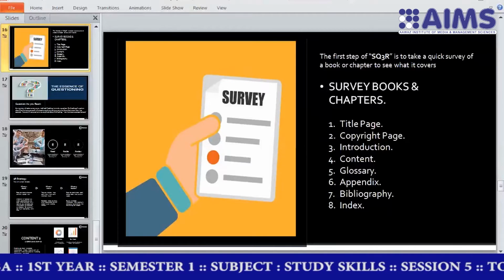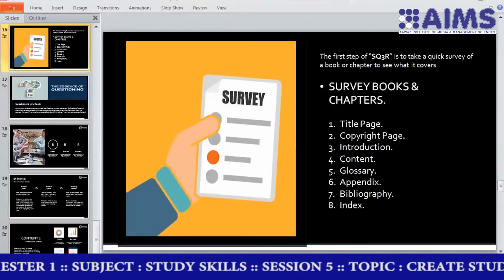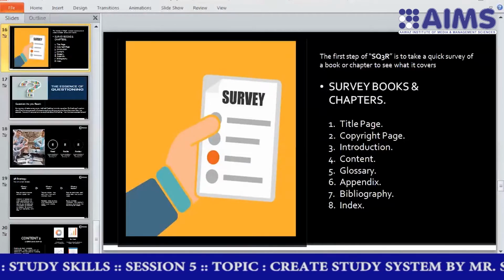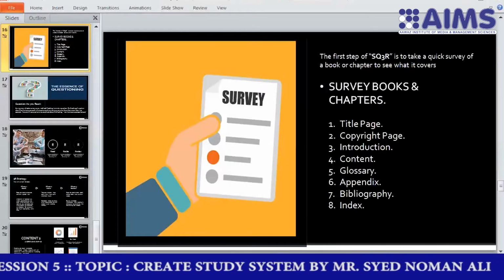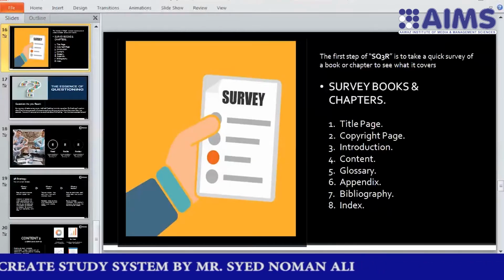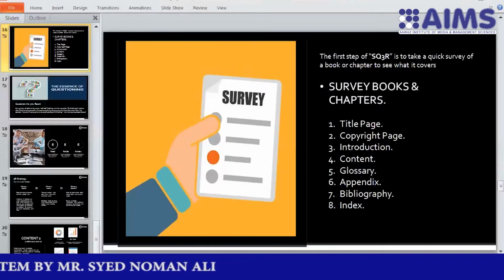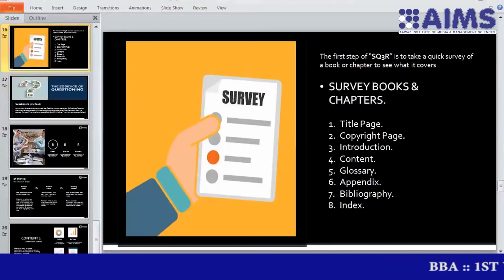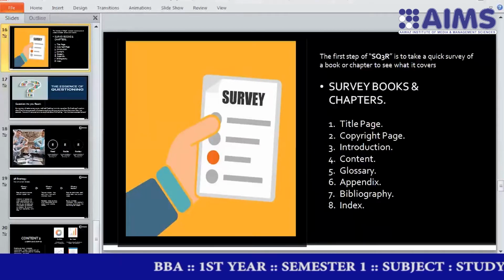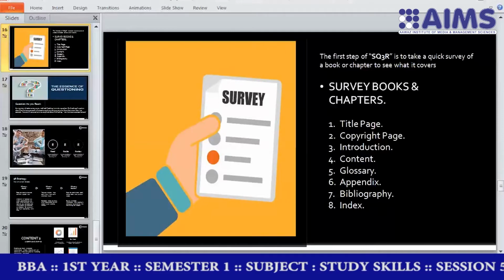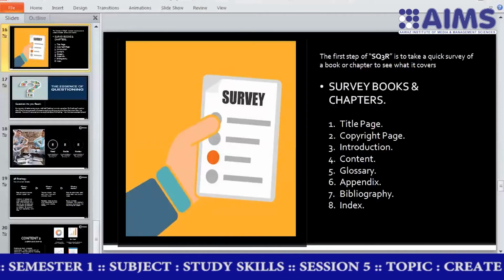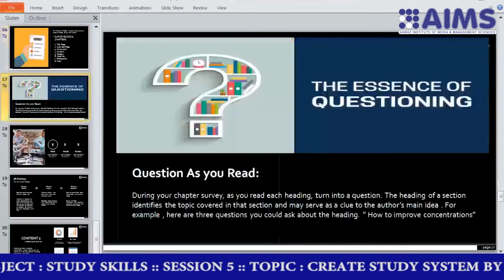Then glossary, appendix are very important, and bibliography, the links of the different books and sources are there, which show the authenticity of the author, and the index where chronological alphabetical words are arranged. If you would like to search for a word, you will go from the index.